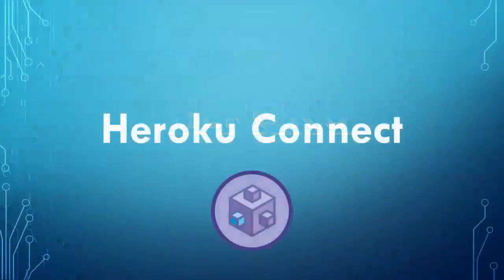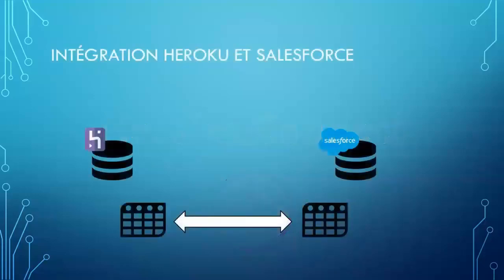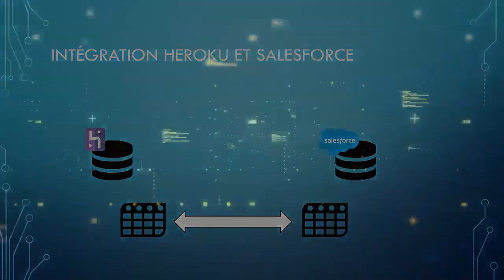Let's start the integrations with Heroku Connect. Among the solutions we will see, Heroku Connect is the one with the least development time. With a few clicks, you can make the data of Salesforce available in the Heroku application. Heroku Connect converts Salesforce objects and their content into a Postgres table in Heroku.